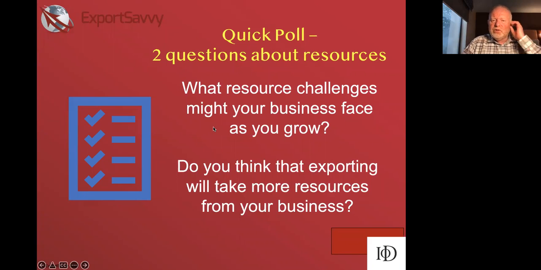So what resource challenges might you face as your business grows? Now, please remember, this is just as your business grows anyway, regardless of whether you're doing export. This is not what resource challenges will you have with export. This is what resource challenges will you have generally in your business.